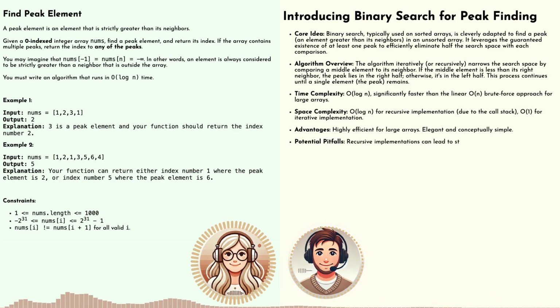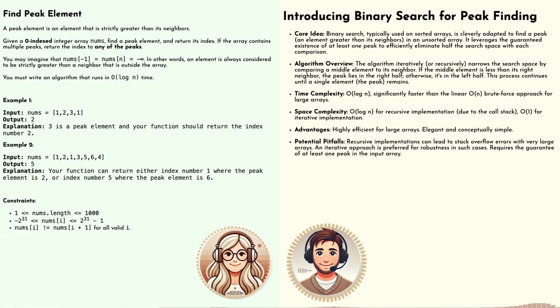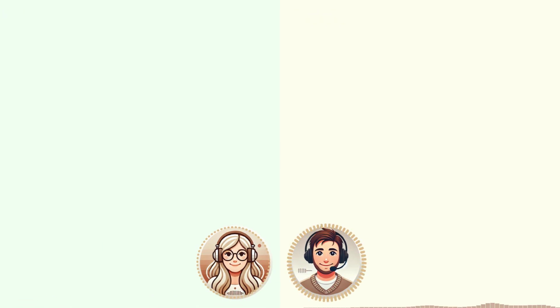Yeah, that's what I was thinking. That's the clever part. That's the beauty of this problem. We can adapt binary search to work even if it's not fully sorted. The key is really understanding the fundamental property of a peak element and how that relates to the array's structure. Okay, I'm intrigued. How do we bend binary search to our will? Let's unpack that in the next part of our deep dive.